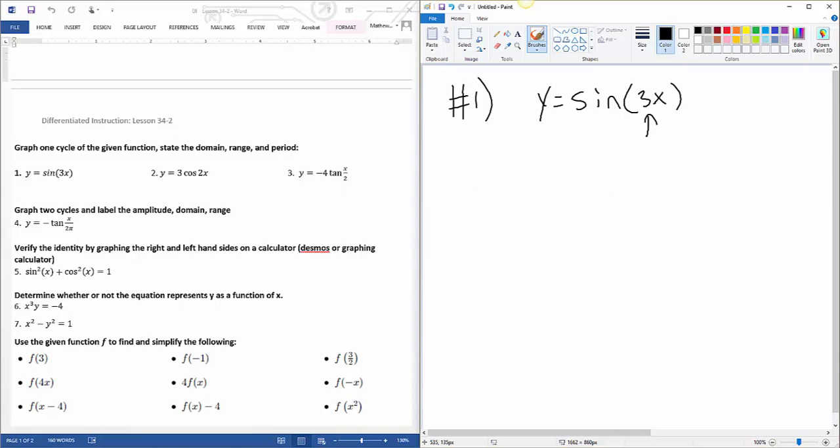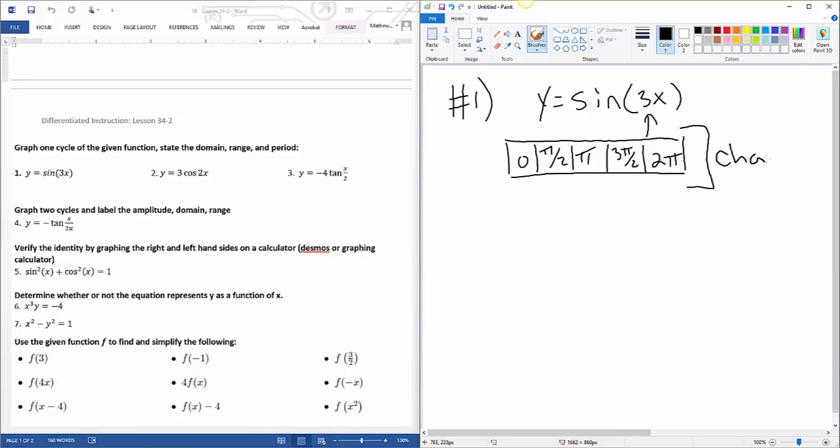be able to say, okay, right there's going to be a period change. So that means that these original 5 values, 0, pi halves, pi, 3 pi halves, and 2 pi, all of these are going to change.